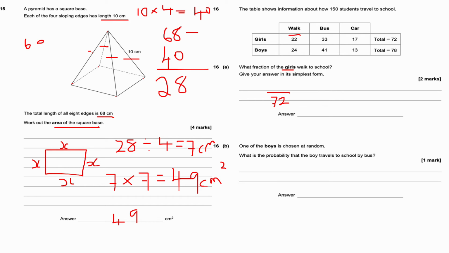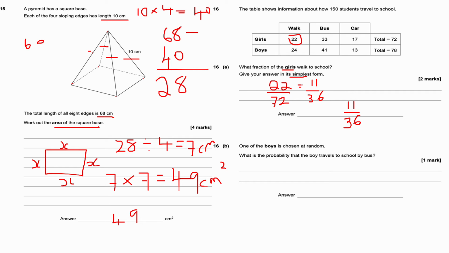Girls who walk to school is 22. If I simplify this, dividing top and bottom by 2, I get 11 out of 36. Give your answer in its simplest form. 1 mark is awarded for writing down 22 out of 72. The second mark is given for simplifying the fraction. So make sure that you always check that you are answering the question carefully.